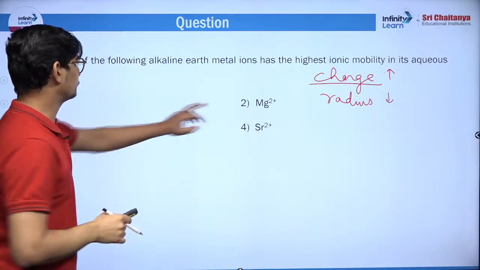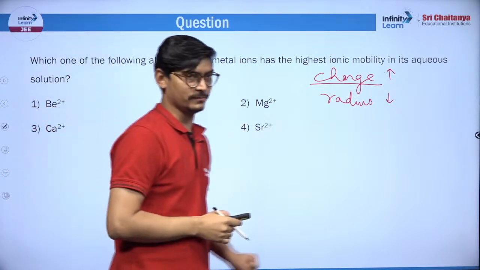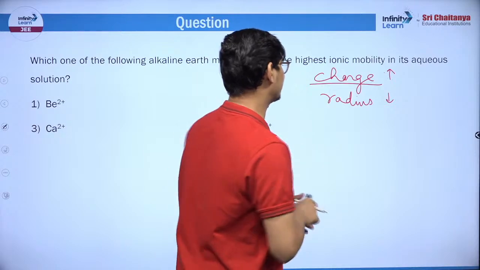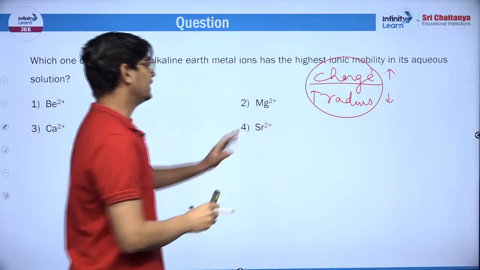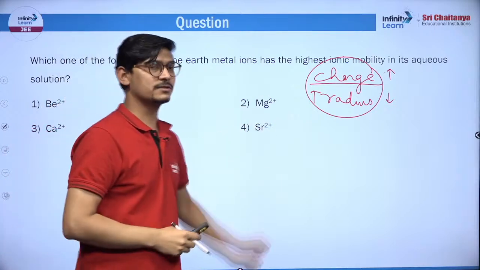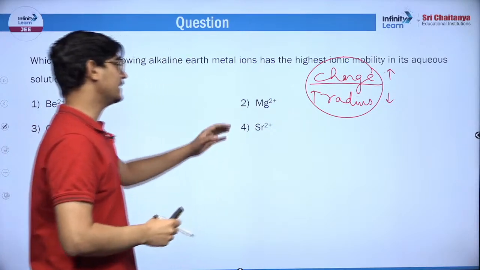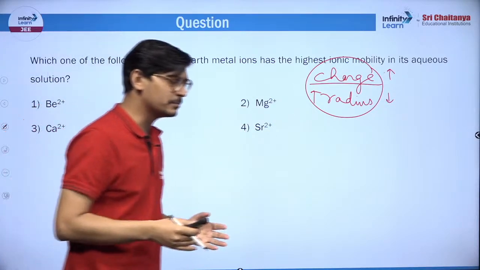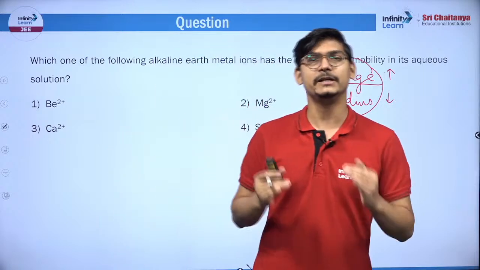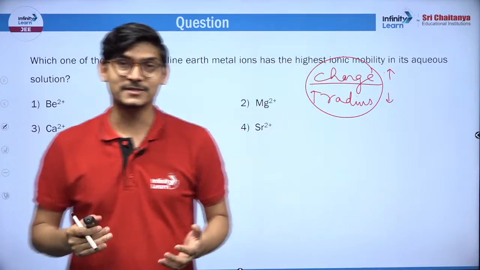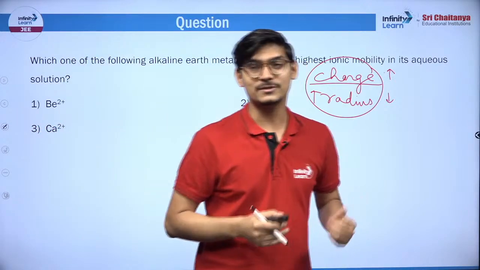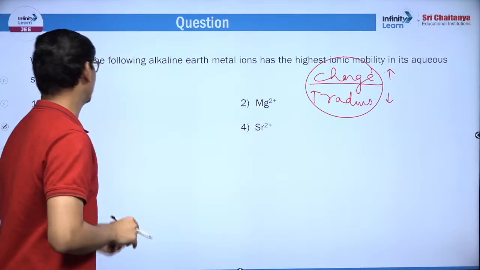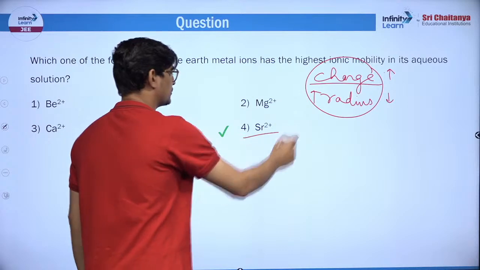So beryllium, magnesium, calcium and strontium. Because strontium has the highest radius, it has the lowest charge to radius ratio, it is least extensively solvated in water, and hence it will have the highest ionic mobility. So it's very simple. In the periodic table, ionic mobility increases down the group. So in first group, lithium and cesium, which do you think has higher ionic mobility? Of course cesium ion, right, and not lithium. So the correct answer to this question is strontium.